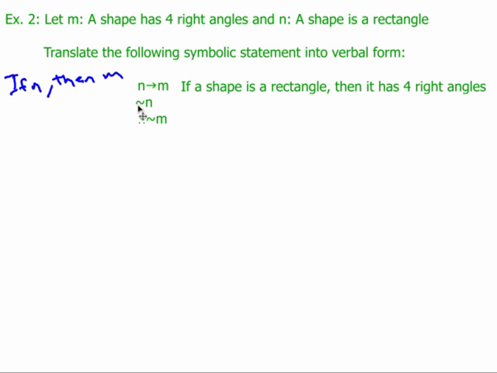Okay, well, let's go down to the next one. We know this squiggly line, it's called a tilde.